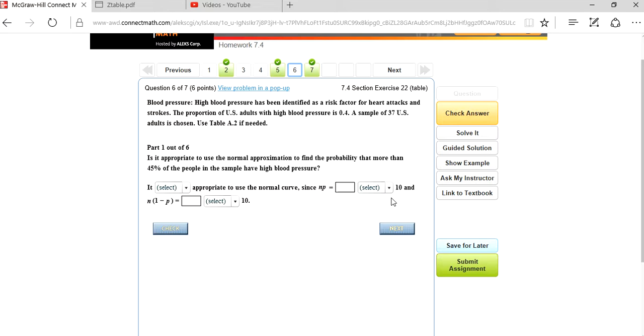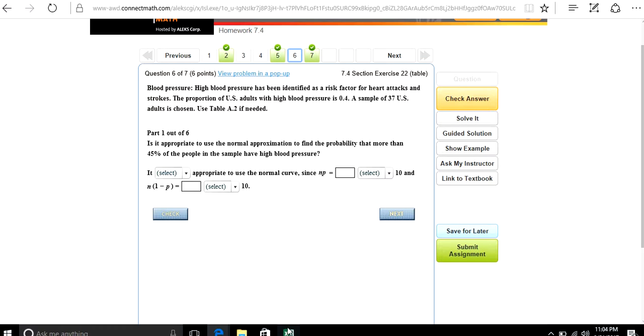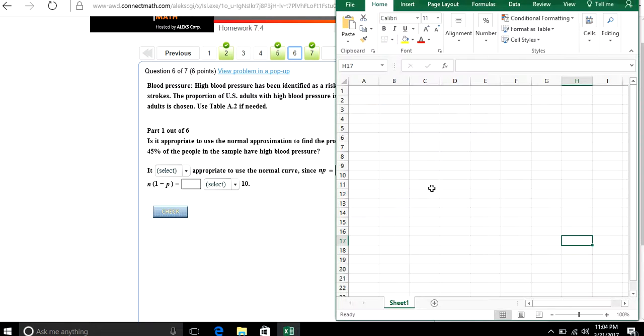This is the class with the Excel. So let's go ahead and jump on it and we're going to do questions 6 and 7. So let me go ahead and pull up my Excel.